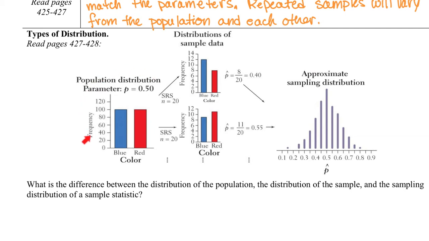So here, right here, this is what our population looks like. It's saying that our population of whatever we're measuring here, I don't even know what it is, but exactly half of these widgets are blue and exactly half are red. And then we do a sample.